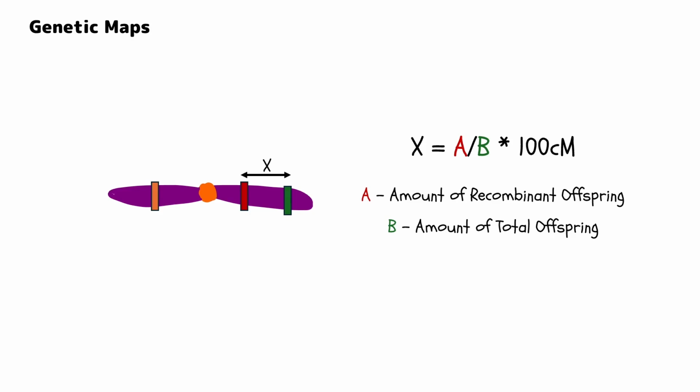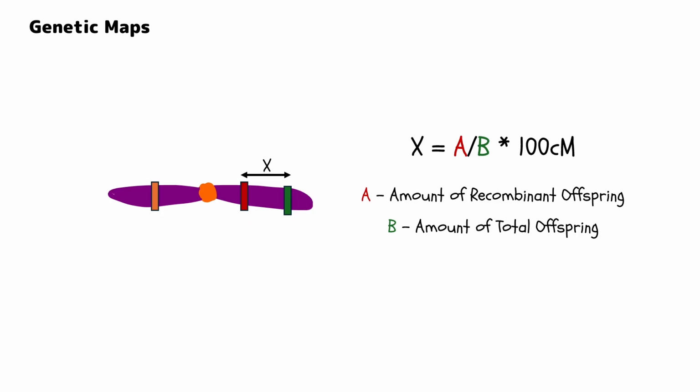So, let's think for a second. If A is the amount of recombinant offspring, it means that the farther apart the genes are, the more space there is between them for crossing over to happen, meaning that the amount of recombinant offspring will rise. As such, we need to find the ratio between the recombinant offspring and the total offspring. And for the classical cases, it will be 50%, because they would get generated by similar means.